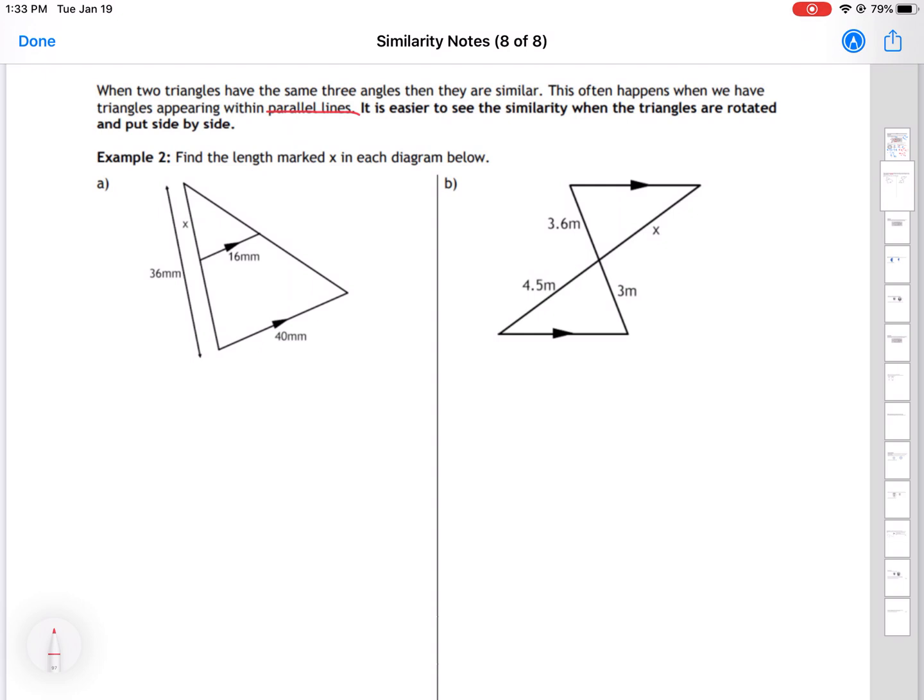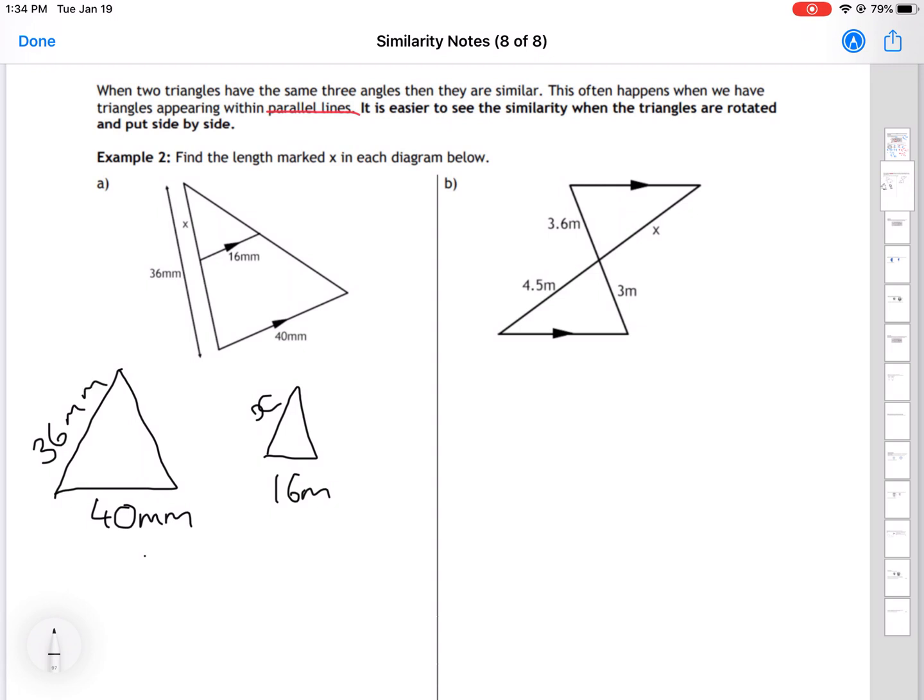going to be similar. And what I'm going to do first here is to draw out each of these triangles in a slightly different way. For the first one, I am going to take the smaller triangle up the top and draw that here. That's the one with 16 millimeters on the base and X up the side. The other triangle, so we need 2 shapes in order to calculate similarity. The other triangle is the larger one, which includes a 40 millimeters down the bottom and a whole 36 millimeters up the side.